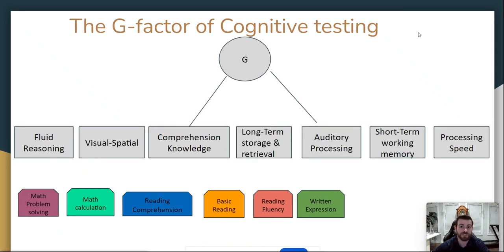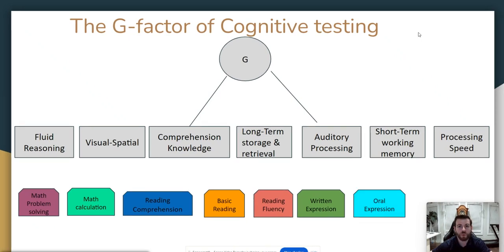Those who struggle with things such as spelling and those who struggle with things such as sentence building and creating sentences may also struggle with written expression. Oral expression is what it sounds like. Are you able to express yourself orally, or do you struggle getting out that information? It may be inside, but you may struggle to get that information out.